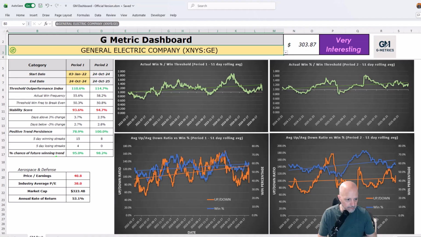And then for chance of a future winning trend, anything over 80 here, I put as green in either of these 2. And the very last thing up here in the top right, you'll see an overall rating. I have very interesting up here for GE. That's my top rating for a stock. When I try to run this on the entire population of stocks, I might get 25 or 30 stocks that qualify as very interesting. I have a complicated algorithm for determining this, so I won't walk through it now. But that's a good sign that it's very interesting.